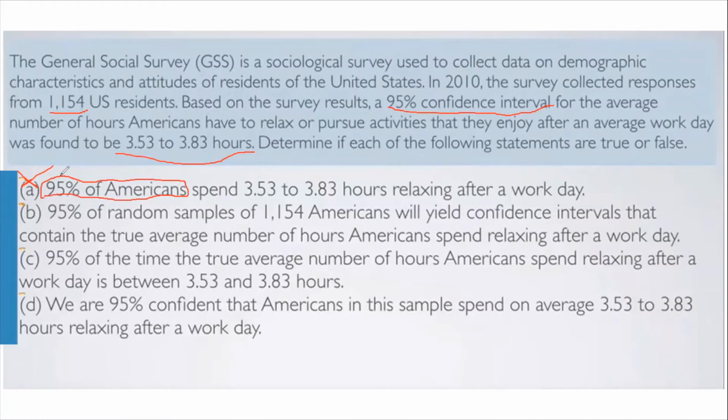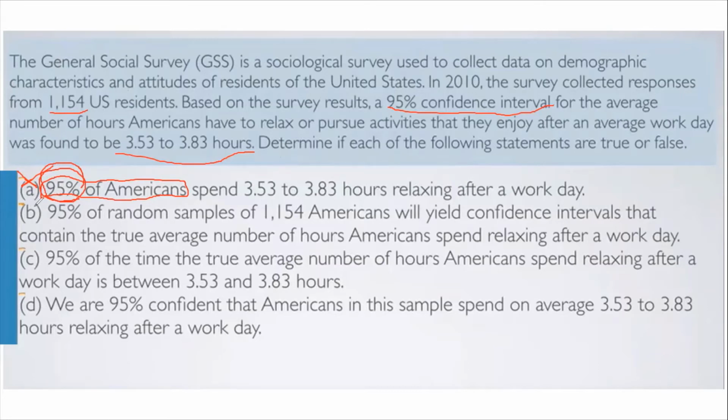This 95% does not tell you about the proportion of the sample size. It is how confident we are, the level of confidence. When we do trials many times, what proportion of the trials will capture the true population value? That is what 95% CI means. So A is false, incorrect here.